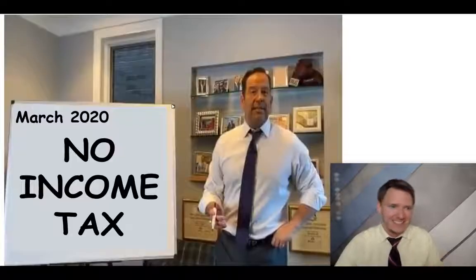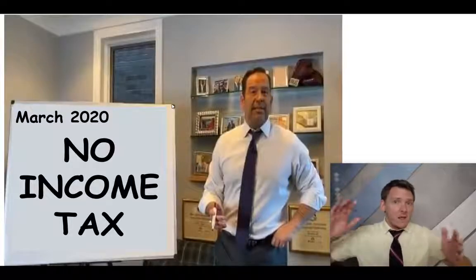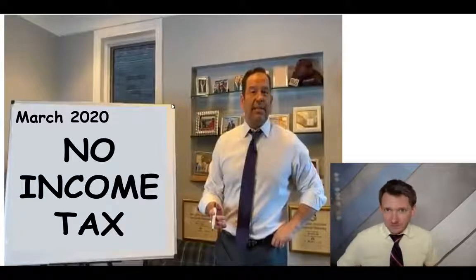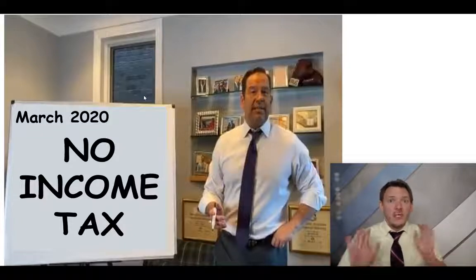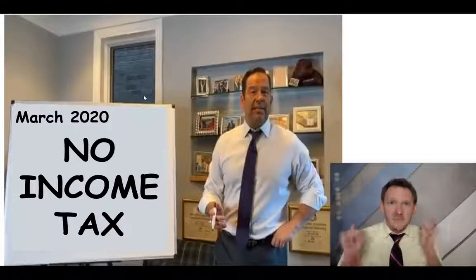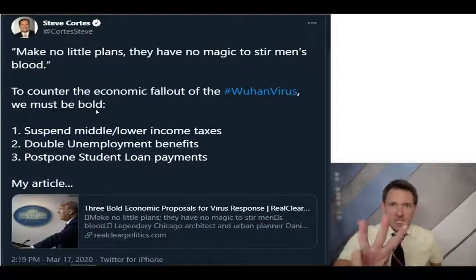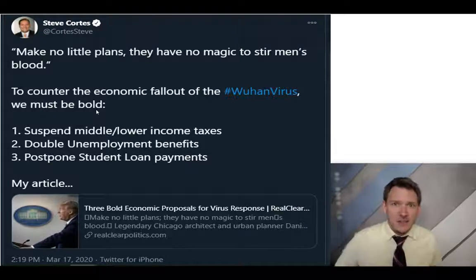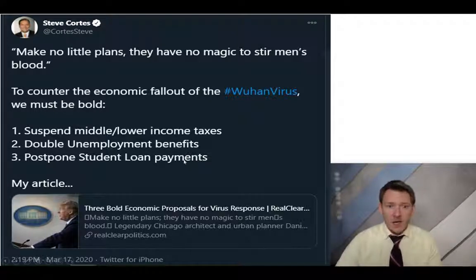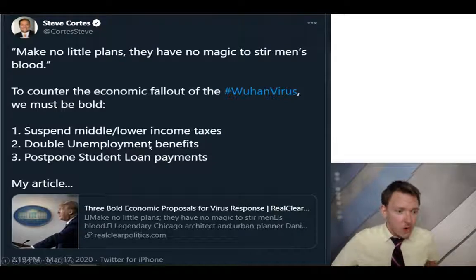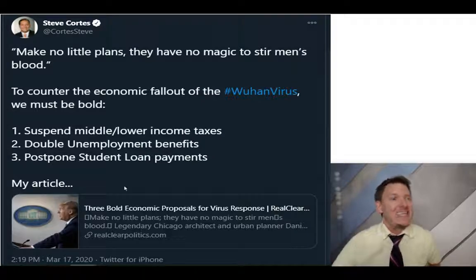It's bearing down on us. And this is March 2020, before we were shutting everything down. Right at the beginning, Steve Cortez said, hey, here's the answer. We're running into a really bad situation. No income tax. At the very least, we're going to keep the economy afloat by letting people keep their money. He suggested three things. Two of these were taken up, because he does have the Trump administration's ear. Double unemployment benefits. They listened to him. This was March 17th, 2020. Postponed student loan repayments. They listened to him. They did not listen to him when he said suspend middle and lower income taxes. Apparently, that was a little too much for them.